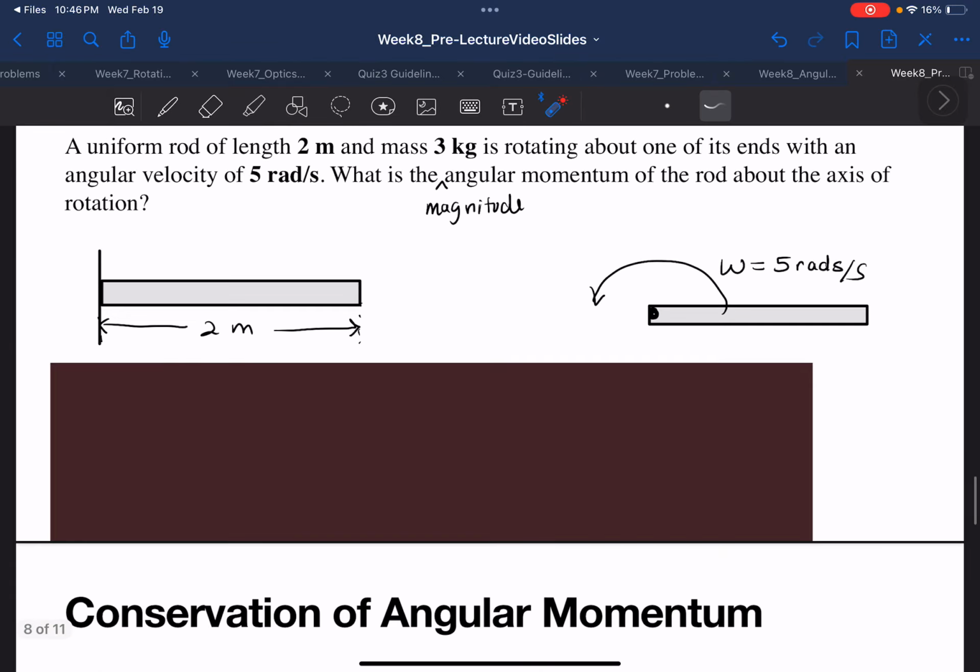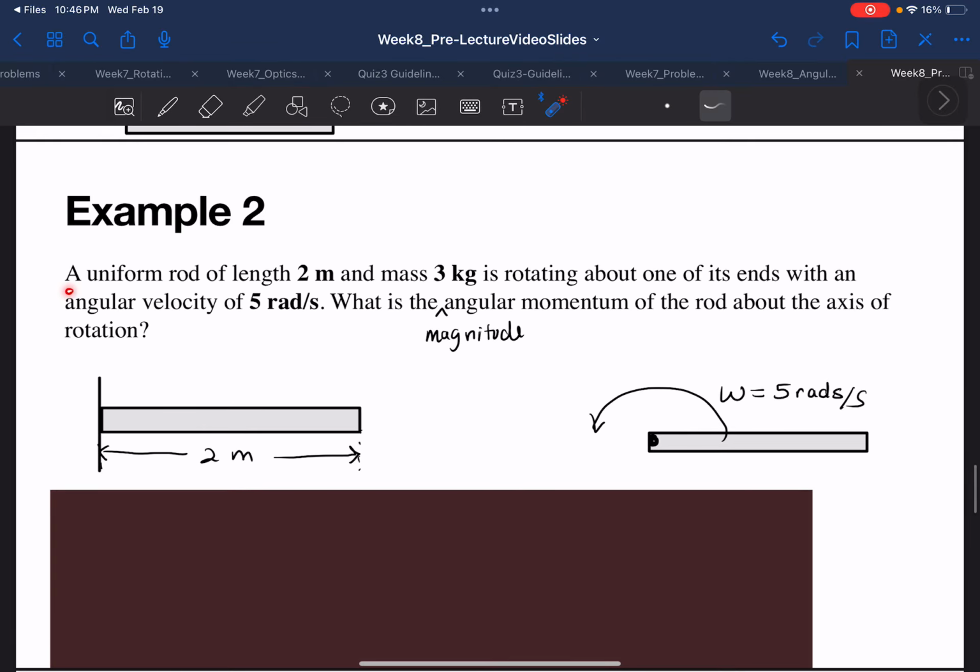So let's do an example of that. In this case, the extended object we're talking about is a uniform rod that's 2 meters long. So here's my uniform rod, 2 meters long, and 3 kilograms, rotating about one of its ends. So let's just say it's rotating about this end like this. If we look from above, the picture looks like this. Here's my axis.